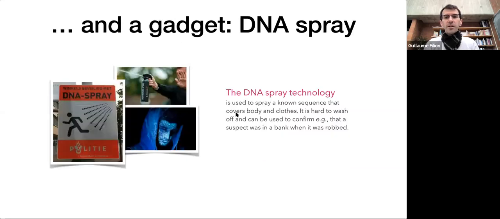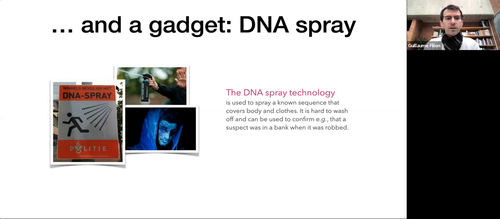And also there are some gadgets, like funny things. One of them that I found particularly funny is DNA spray. So what is DNA spray? The DNA spray technology is used to spray a known sequence that covers body and clothes. So it's really spreading DNA primers that are easy to synthesize. It is hard to wash off and can be used to confirm, for instance, that a suspect was in a bank when it was robbed.